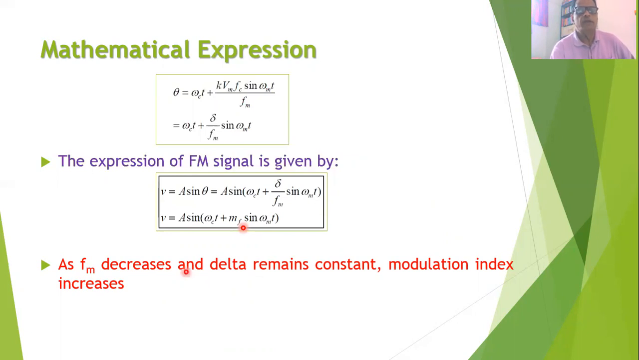Now you will find that when fm decreases and delta remains constant, then the modulation index will increase. Also, you will find that this is the sine of sine equation, and therefore when we expand this equation using the sine of sine series, there will be infinite terms. That is, the number of sidebands in FM are infinite.